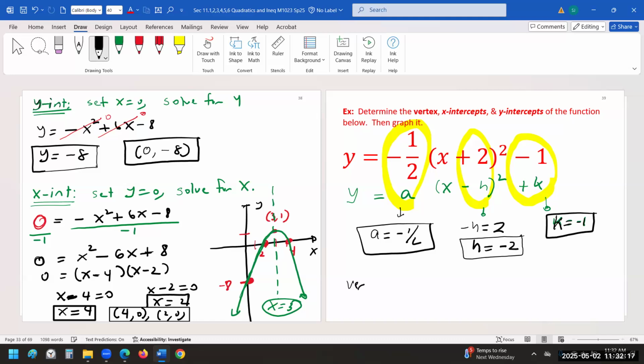So the vertex is (h, k). h is the x value and k is the y value. So you already see everything here. h is negative 2, k is negative 1. So the vertex is (-2, -1). We didn't have to do any math. We simply compared and got the answer from here. That's why we like the standard form, because we're not doing any math. You can see our vertex, and when you see the vertex, we can see its position. So we can easily visualize our parabola.